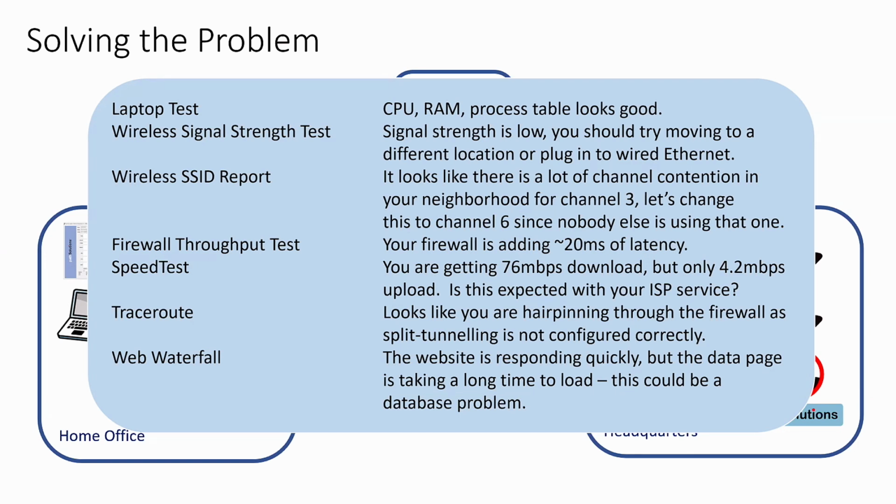Their firewall is adding a bunch of latency. I think we're going to ship them out a little bit higher performing firewall so it's not adding that latency. Additionally, their ISP is only giving them 4.2 megs of upload. That's horrible. Is that what they're paying for?